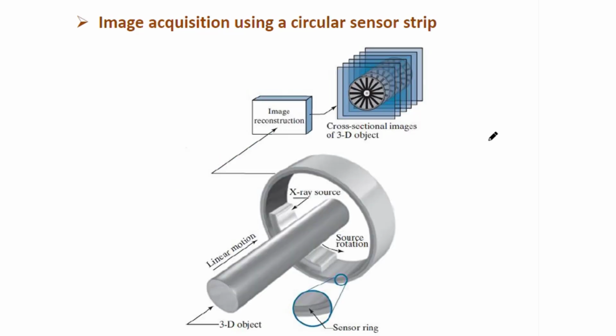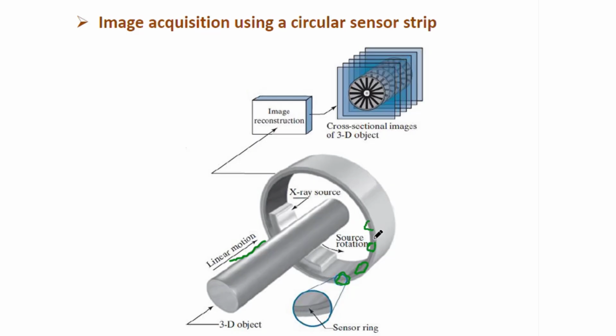Then this is image acquisition using a circular sensor strip. This is what happens in the case of CT images and MRI images. This is the object, it is a patient. The object is moving in one direction, this is a linear motion, and this is the circular strip. Here are your sensors, here are the sensors.